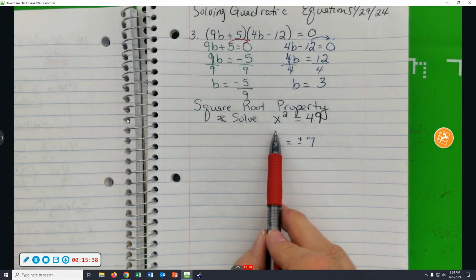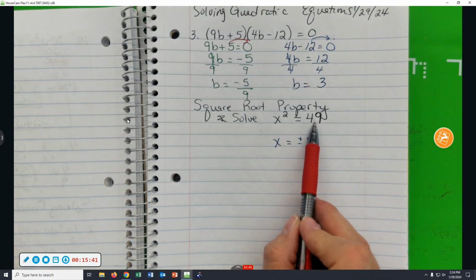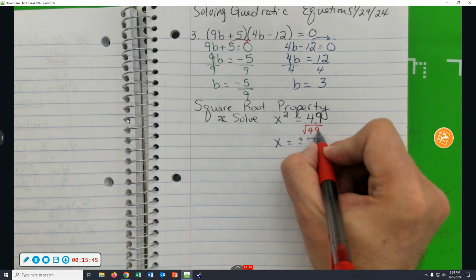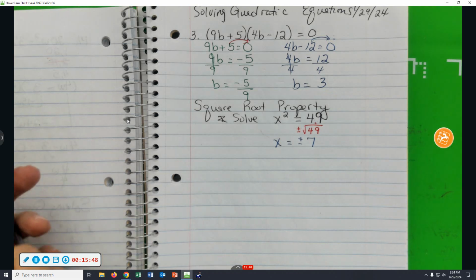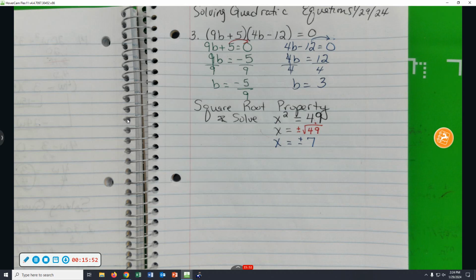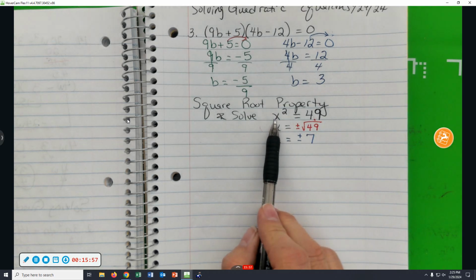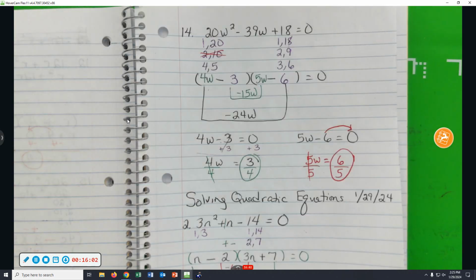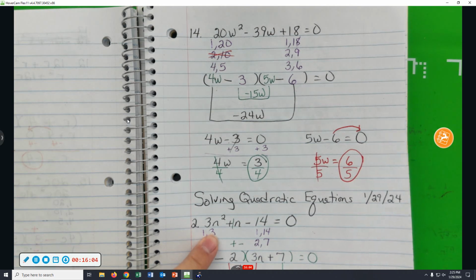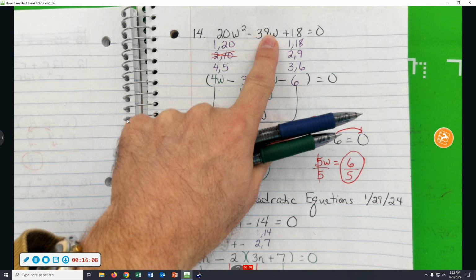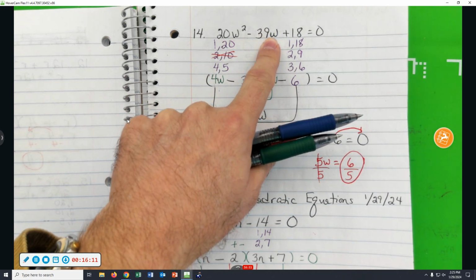Trying to show my thought process. How did you get the 49? Well, you took the square root of 49 and put a plus minus in front of it. This method, called the square root property, can be used if you have an x squared, but not an x in the problem, okay? We couldn't really use it on this one here. Like number 14, no, you couldn't use it because there's that W, and this is number 14 from the last time, okay?